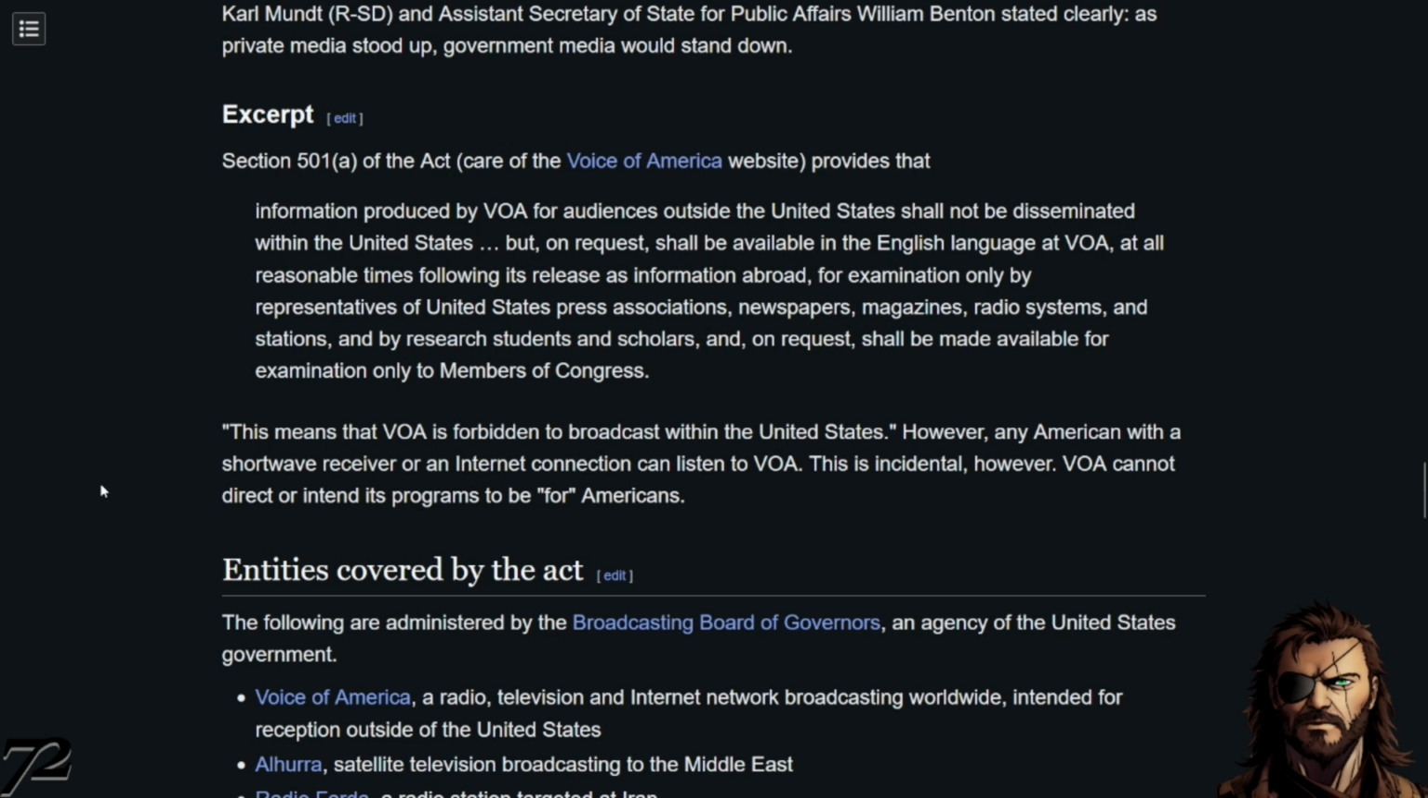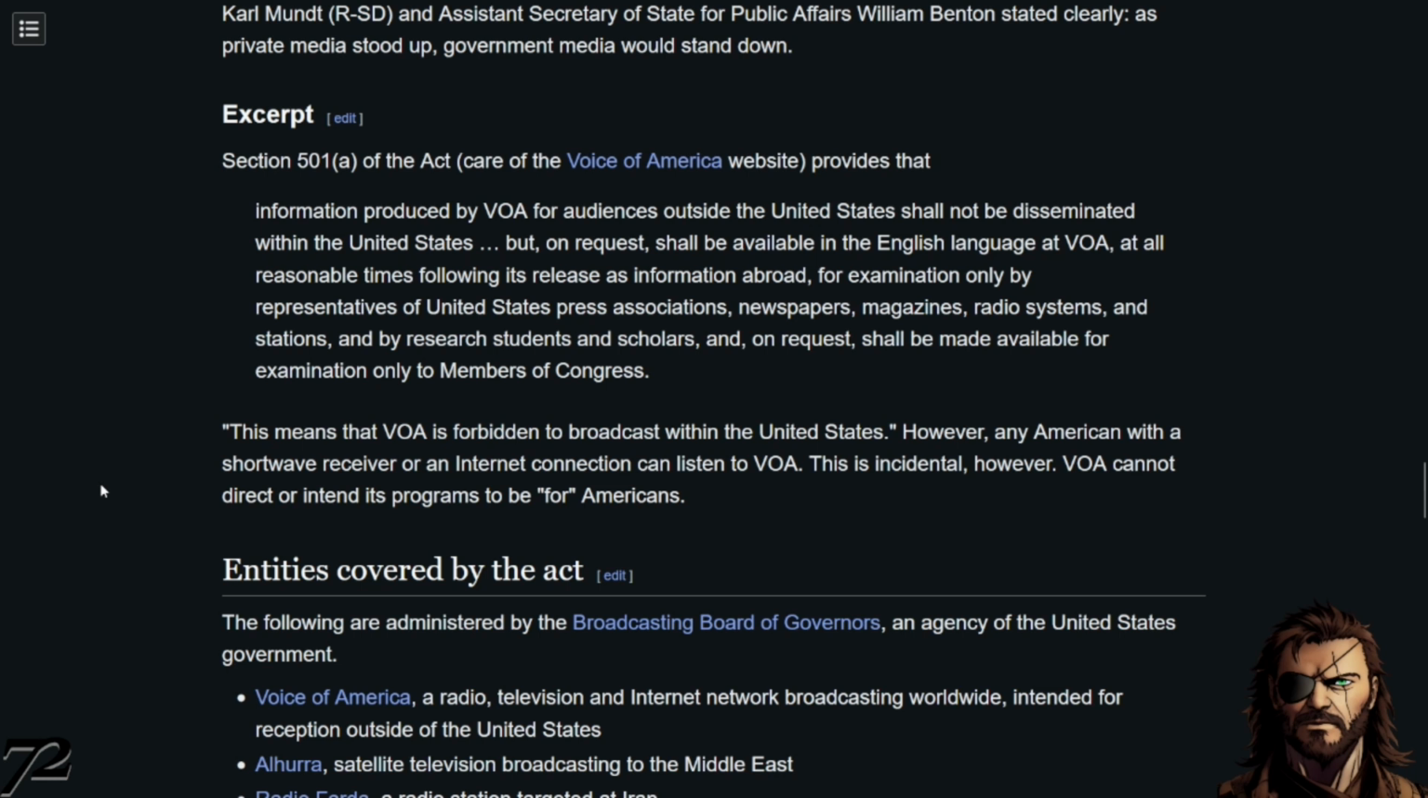Excerpt. Section 501A of the Act, care of the Voice of America website, provides that information produced by the VOA for audiences outside of the United States shall not be disseminated within the United States, but on request shall be available in the English language at VOA at all reasonable times following its release as information abroad, for examination only by representatives of the United States press associations, newspapers, magazines, radio systems, and stations, and by research students and scholars, and on request shall be made available for examination only to members of Congress.